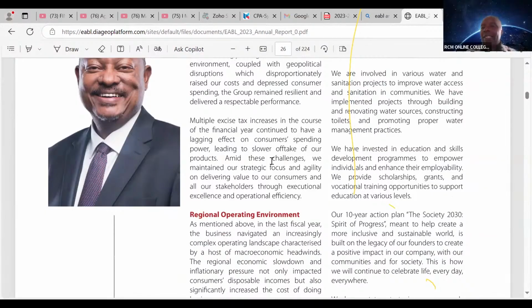Amid these challenges, when you become a chairman, you need to be giving the stakeholders this kind of assurances. But amid these challenges, we're able to pull through.